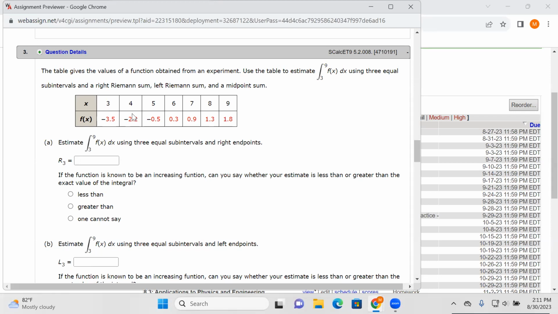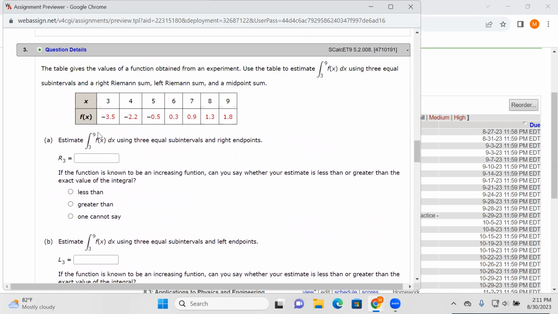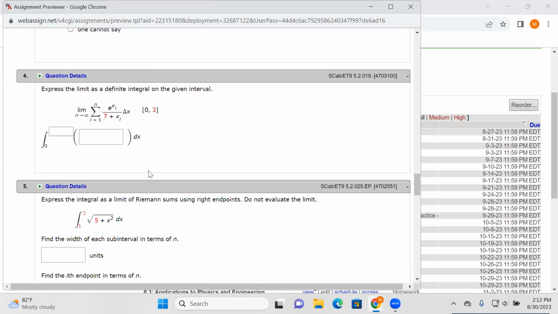If we do our left sum, we're going to have left endpoints of 3, 5, and 7, which means our rectangle heights are going to be minus 3.5, minus 0.5, and 0.9. And remember, each of those heights has to be multiplied by 2 because the width of each subinterval in this case, total domain width 6, broken into 3 subintervals, is 2. Midpoints, well, on the first subinterval between 3 and 5, just grab f of 4 to be your function height. So that's the name of the game there.